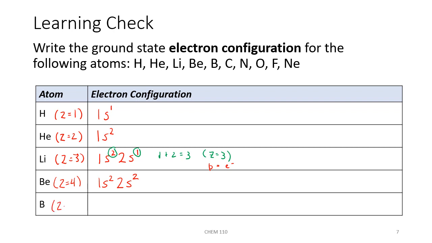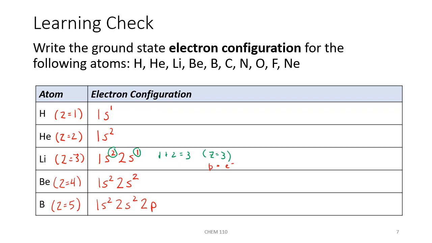For boron, Z is equal to 5. So that means we have 5 electrons to place. The first 2 will go into the 1s. The next 2 will go into the 2s. But since our 2s was filled, now we have to move to the next lowest in energy that's available. Boron is over in the p block, and so the next available in energy is going to be the 2p subshell.